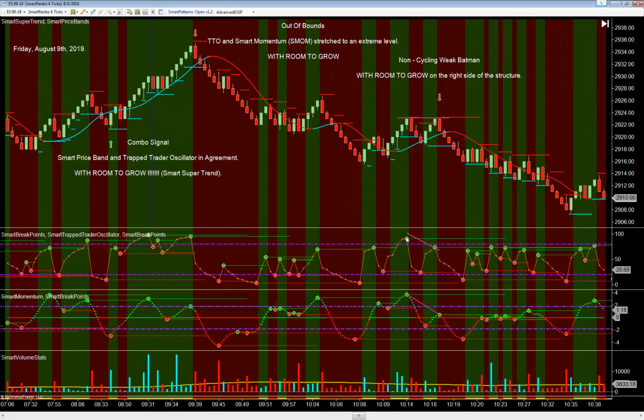The 2 qualifying criteria that we like with this are, trap trader oscillator is certainly in a type 1 divergence, saying that there is more down order flow here than here, although price is the same. Well, that gives us a huge advantage. Smart momentum, likewise, is showing us that yes, there is indeed weakness coming into the market.